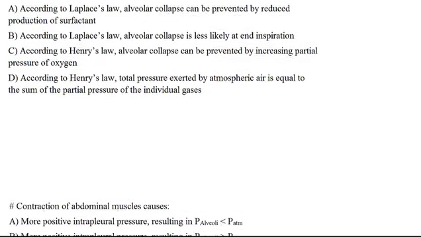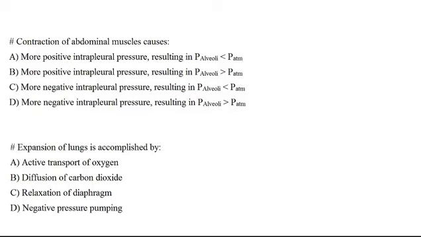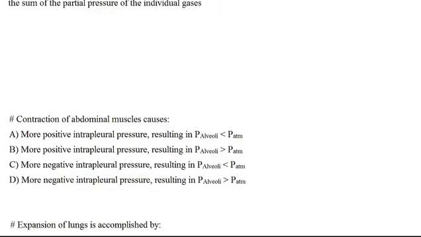The next question is, contraction of abdominal muscles causes. We just discussed this. The question is, how do intrapleural and alveolar pressure change in relation to the atmospheric pressure? And finally, expansion of lungs is accompanied by. Alright, so once again, if you need more time, by all means, you can go ahead and pause the video.